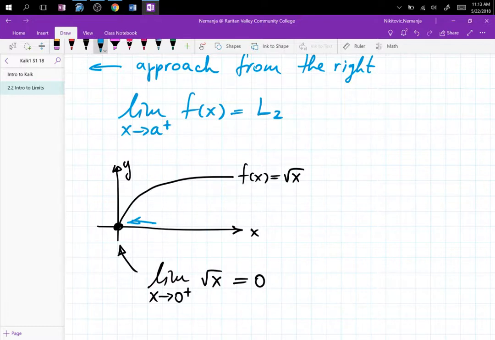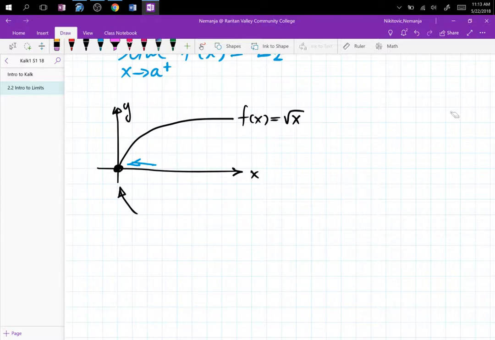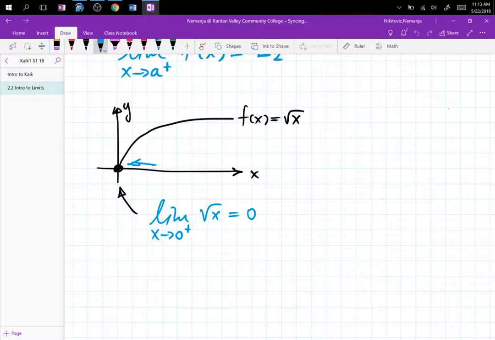Now, as I said, at any other point you pick, you can do left and right approach, and they are going to meet at the point, and you're going to have the limit and all of that good stuff. Let me just write this in blue. So limit x approaches 0 plus of square root of x is equal to 0.